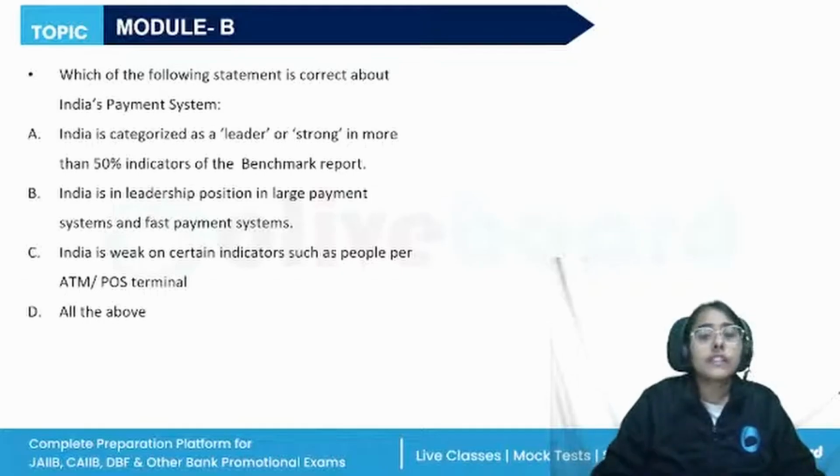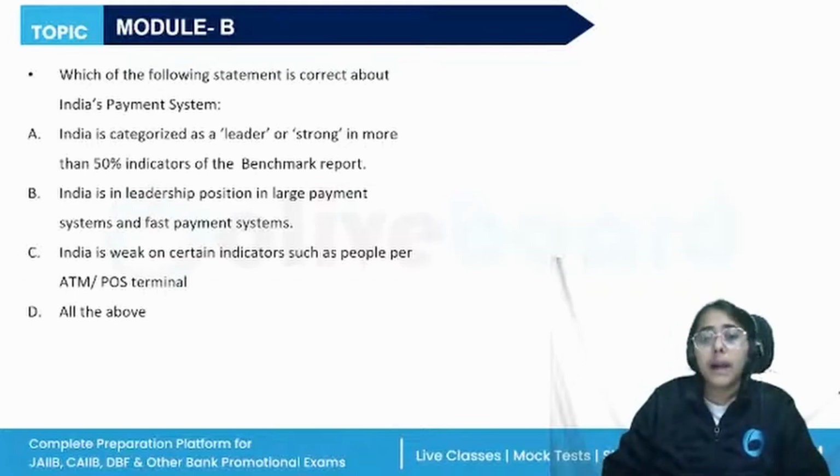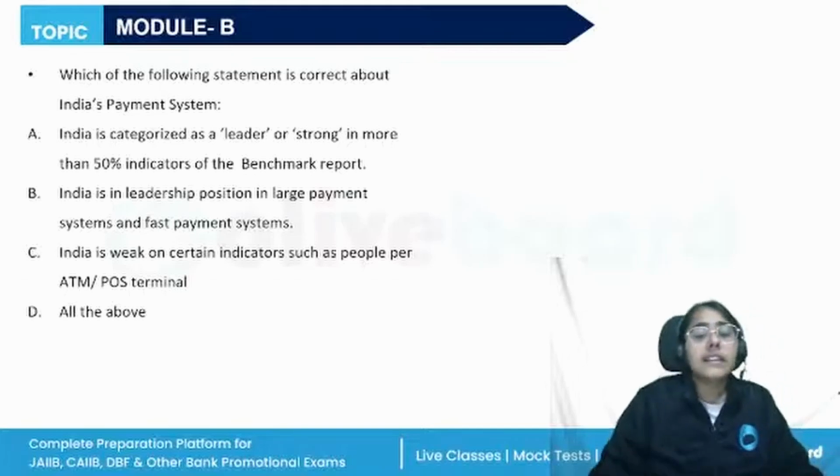Next, which of the following statements is correct about India's payment system? Here we are talking about the benchmarking which is done by RBI. According to the latest reports, India is categorized as a leader or strong in more than 50 indicators of the benchmark report.